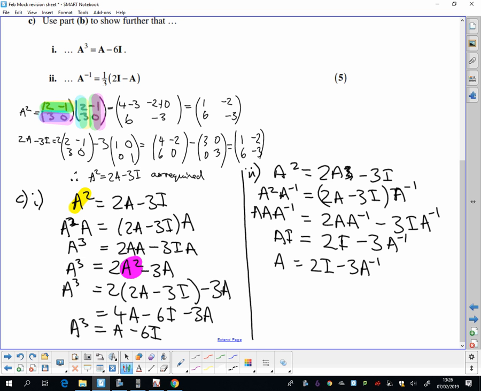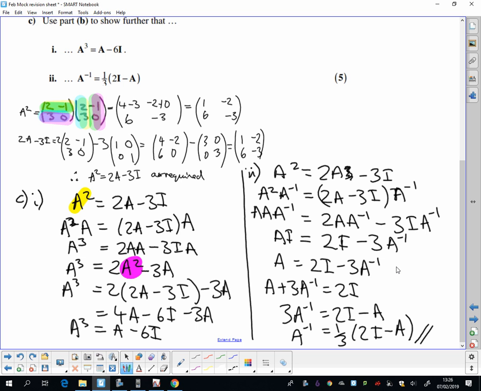Right, what were we trying to get to? We want to get to A to the negative 1. So a bit of rearranging here. A plus 3A to the negative 1 is 2I. The 3A inverse is 2I subtract A. It's not really to the negative 1, that's the inverse. And as you can see, all I've got to do now is divide by 3, which is the same as multiplying by a third. And then I've got the answer they were looking for.